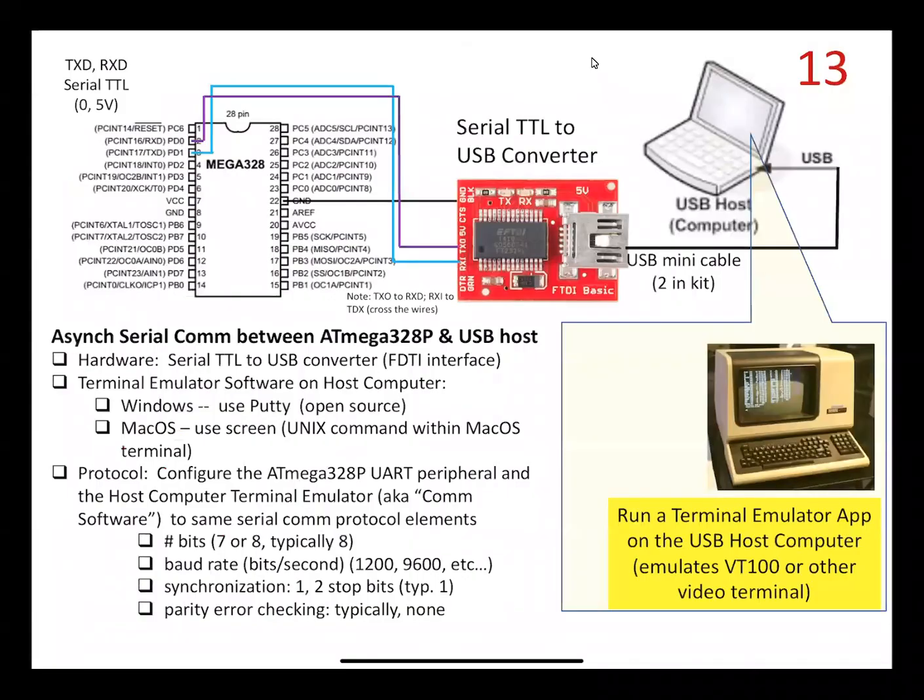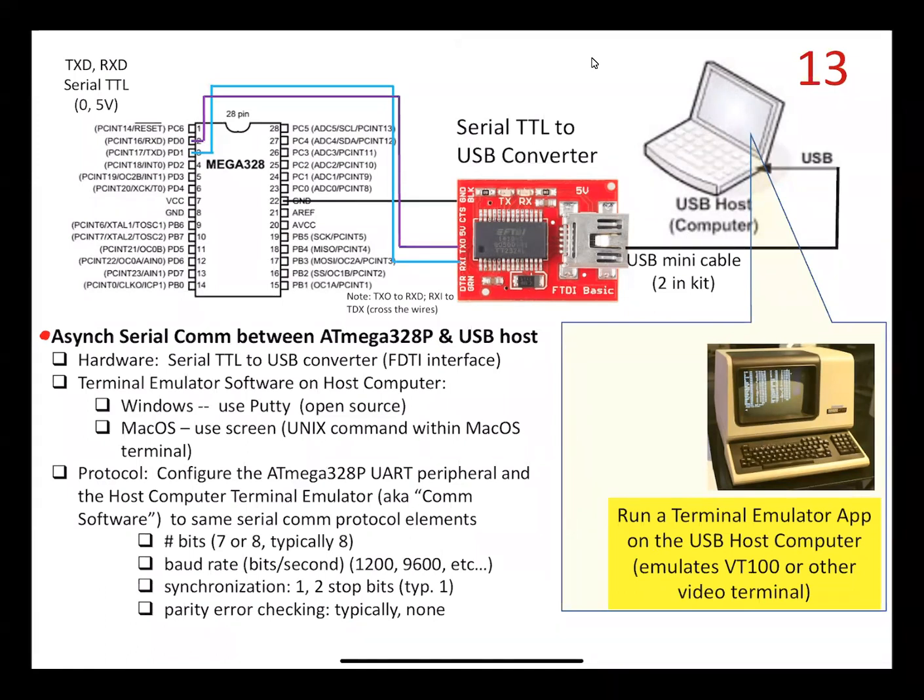So let's take a look at how we would actually do the physical configuration here. How do we actually hook this thing up so that we have serial communication using our UART to our laptop? And let's then look at the software that's involved. Okay, so the name of the game here is asynchronous serial communication between our Atmega 328P and a USB host. By that we mean our laptop.